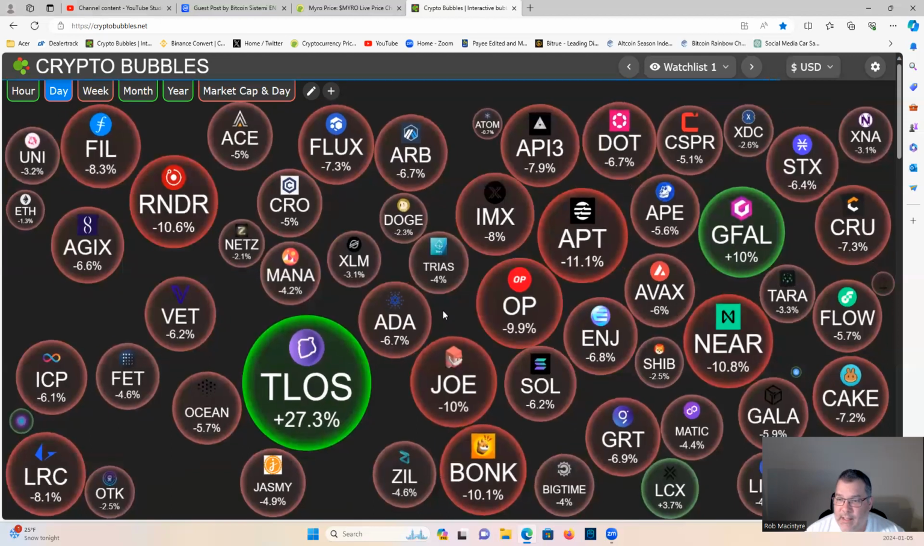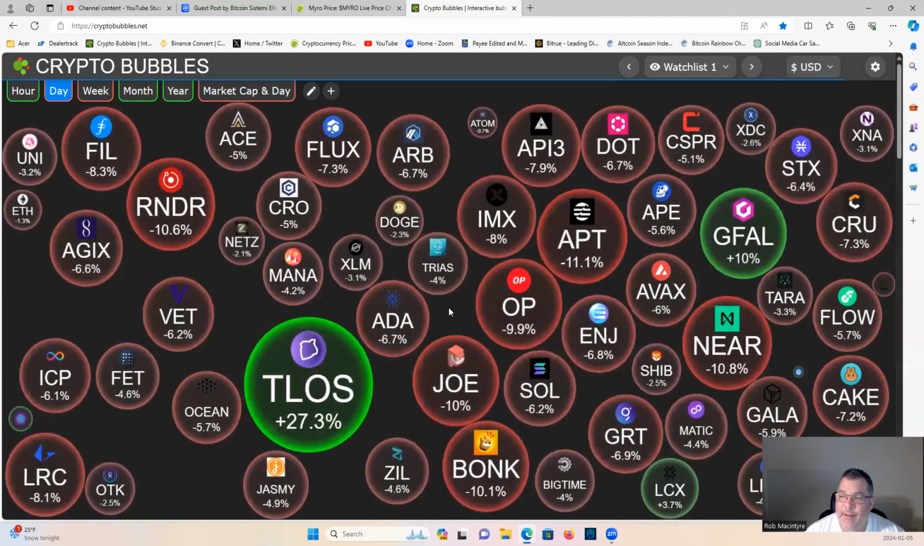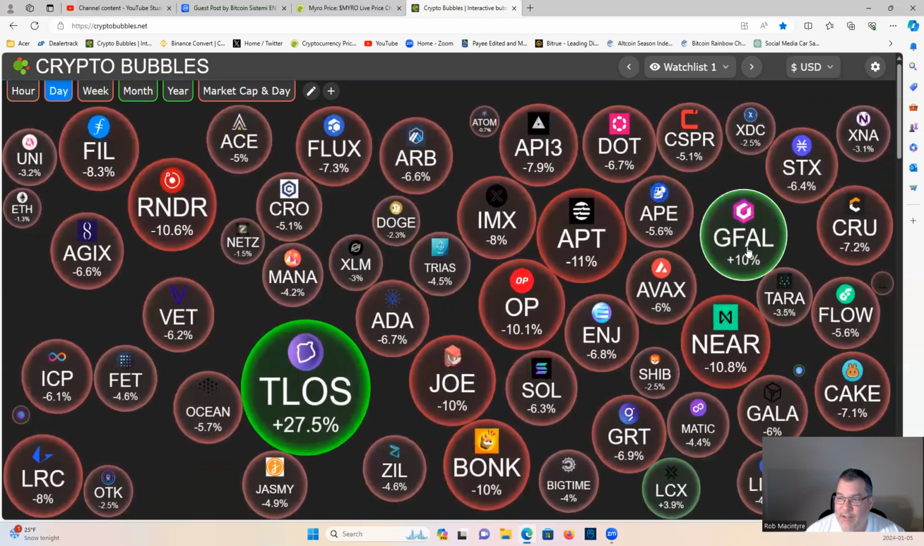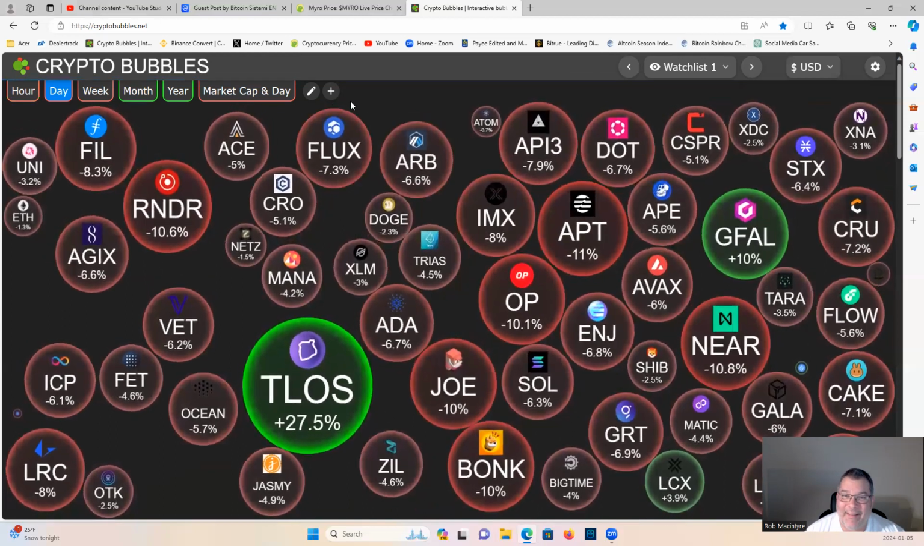This is a DCA opportunity for those of us who stay positive and see the opportunity in front of our faces. Fantastic chance. GFAL pumping and Telos, though. Nice juicy gains to be had there.